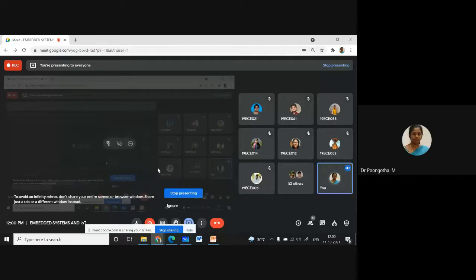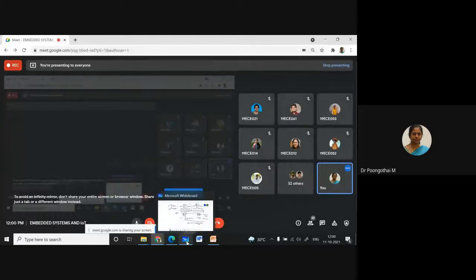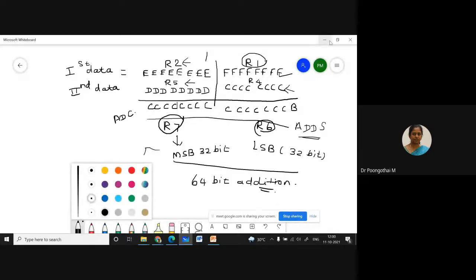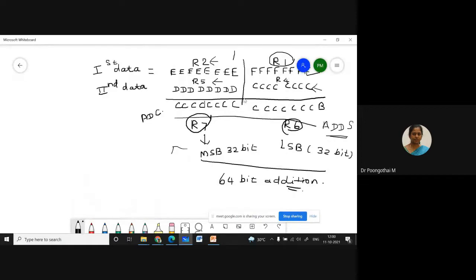So, have you completed that 64-bit addition? Yes, ma'am, last class you explained this example. Okay. So, you have to use one data pointer for getting your data. So, this will be your first data, and this is your second data. First, you need to perform.